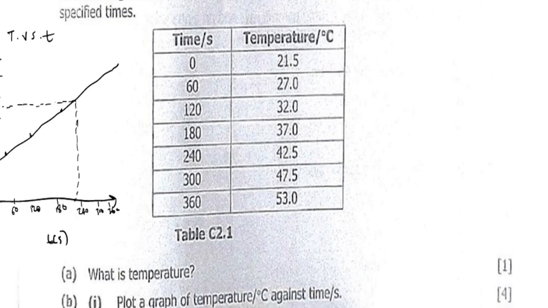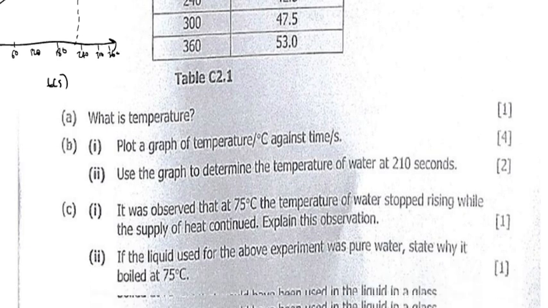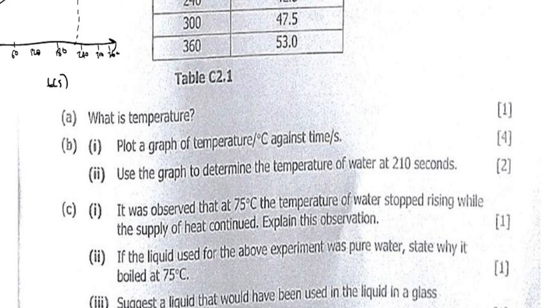Then from there, it was observed that at 75 degrees Celsius, the temperature of water stopped rising while the supply of heat continued. So we are saying the temperature of water stopped rising, but the supply of heat continued. Why do you think that happened?